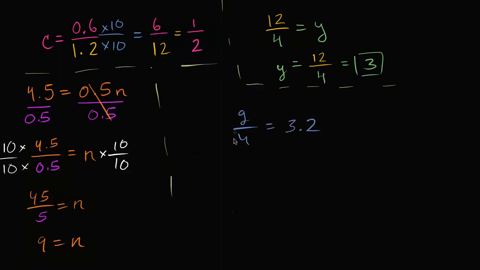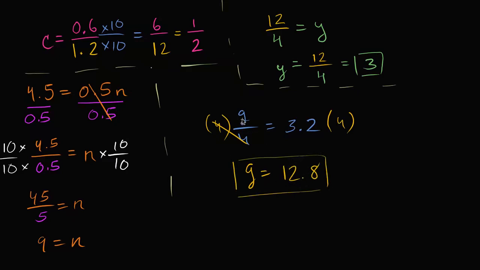Well, I want to get rid of this dividing by 4, so the easiest way I can think of doing that is multiplying both sides by 4. So I'm multiplying both sides by 4, and the whole reason is because 4 divided by 4 gives me 1. So I'm going to have g is equal to, what's 3.2 times 4? Let's see, 3 times 4 is 12, and 2 tenths times 4 is 8 tenths. So it's going to be 12 and 8 tenths. g is going to be 12.8. And you can verify this is right. 12.8 divided by 4 is 3.2.